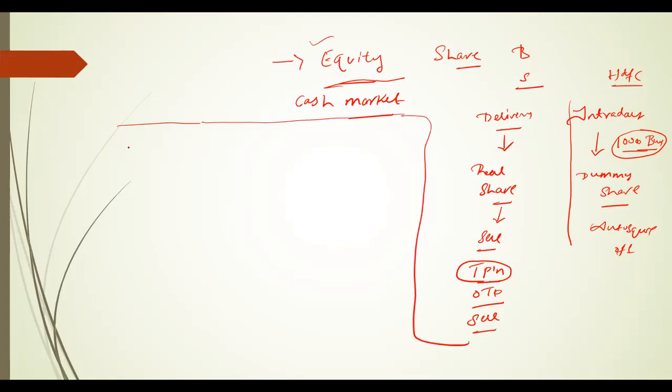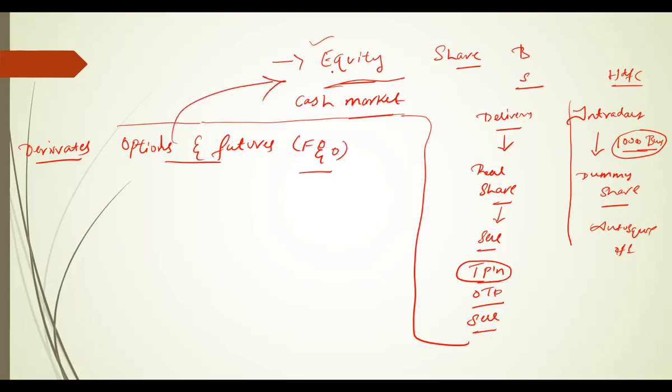Then slowly, after 6 months, 1 year or 2 years, they move to options and futures. Actually, it is futures and options, not options and futures. It's not separate; try to understand that futures and options are interrelated. They are clubbed with each other, so we call them F&O traders. This is also called derivative trading. Options and futures are the derivatives of the cash market. The derivative of the equity cash market is nothing but F&O.